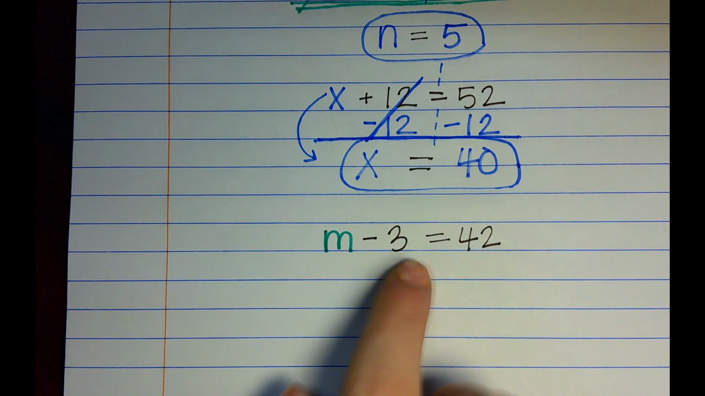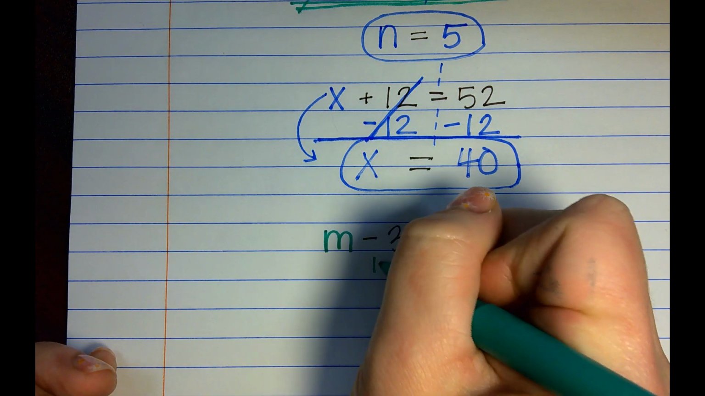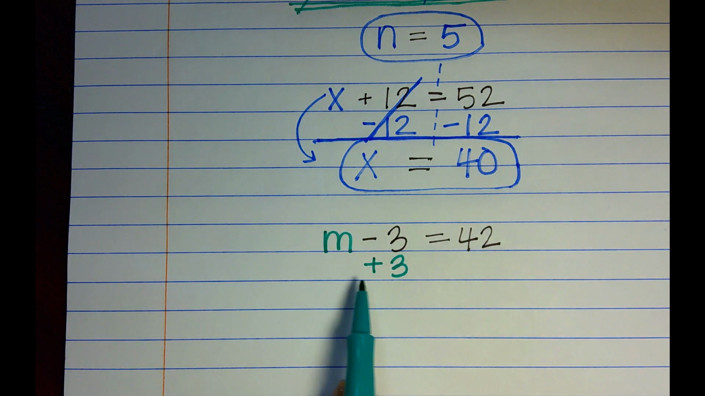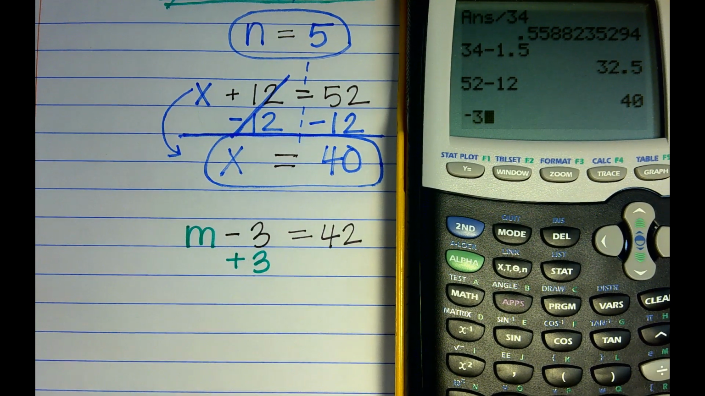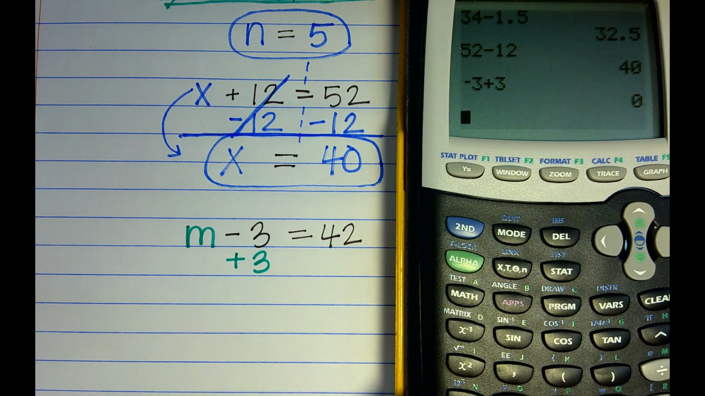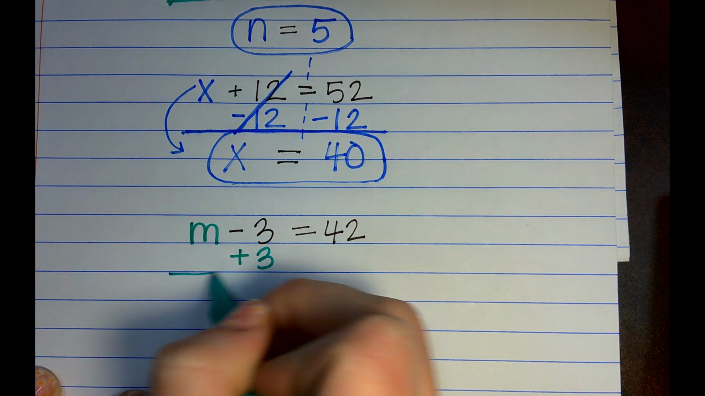So what we need to do to get rid of minus 3 is we need to do plus 3. We're doing the opposite, because if I do minus 3 or negative 3 plus 3, I get 0. That gets rid of it. So that's going to cancel my 3's.